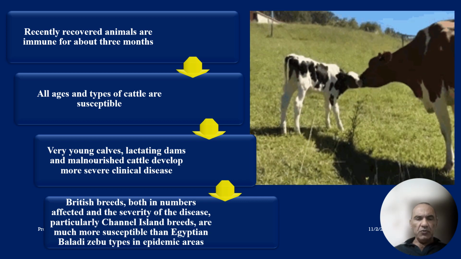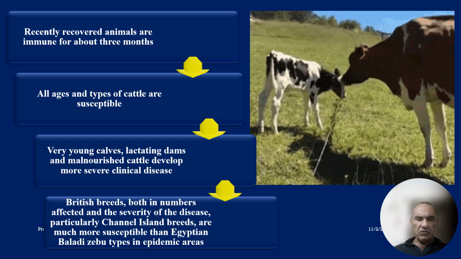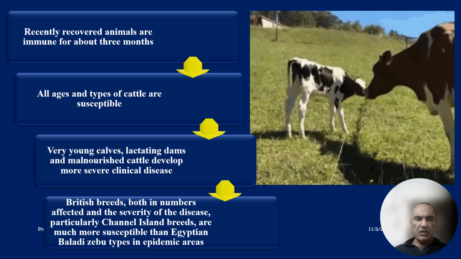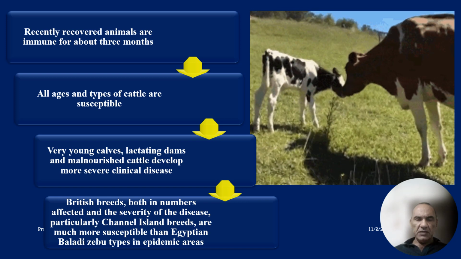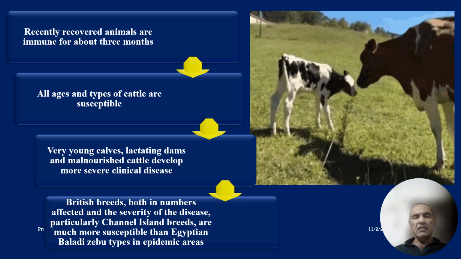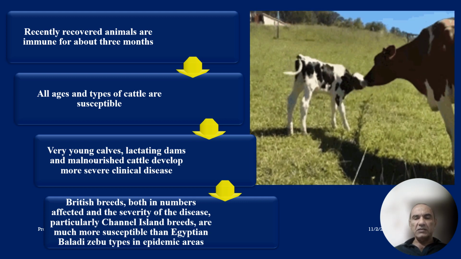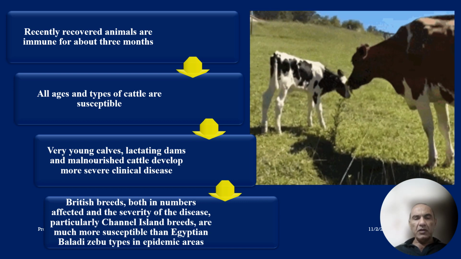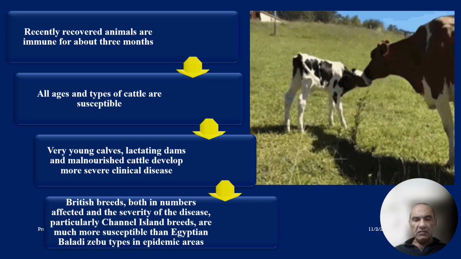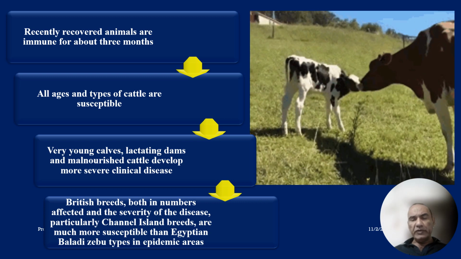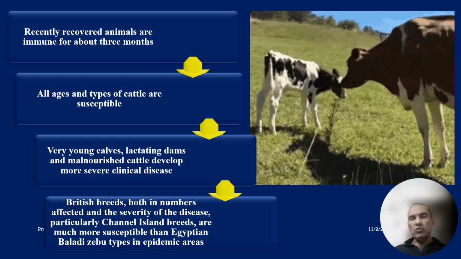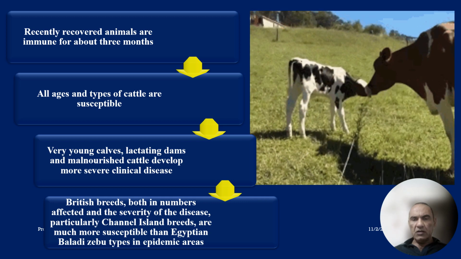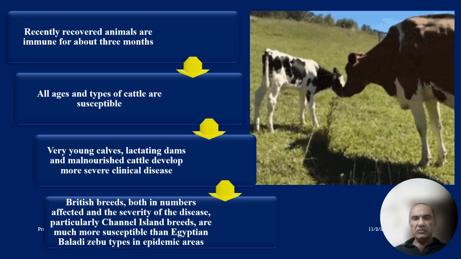British breeds, both in numbers affected and the severity of the disease, particularly the Channel Island breeds, are much more susceptible than Egyptian Baladi and Zebu types in epidemic areas, as the immune system of Egyptian Baladi and Zebu cattle is more activated, having taken the infection before, either during natural infection that changed to subclinical, or by vaccination, even once, than those coming and exported from these countries.